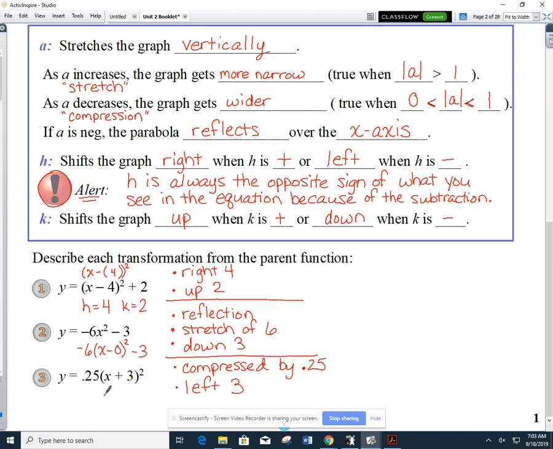And then this moves left 3. I know that because I see plus 3, so it's really x minus negative 3 squared. And that minus negative would become plus. So h equals negative 3 in this case. All right. So we're going to go to the next page.